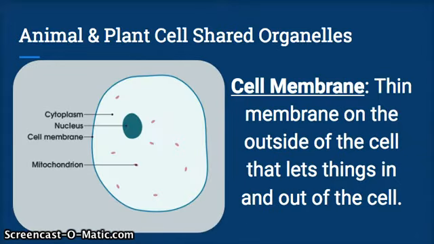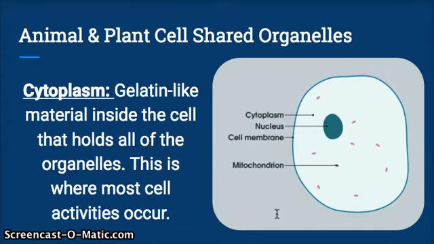The cell membrane is a thin membrane on the outside of the cell that lets things in and out of the cell. It's this membrane right here. So it allows things like food and oxygen and water to come in and also waste to leave the cell. Cytoplasm is that gelatin-like material inside the cell that really holds all of the organelles together. And this is where most cell activities occur, all around the cytoplasm. So all this space that's kind of filled that holds organelles, that's the cytoplasm.